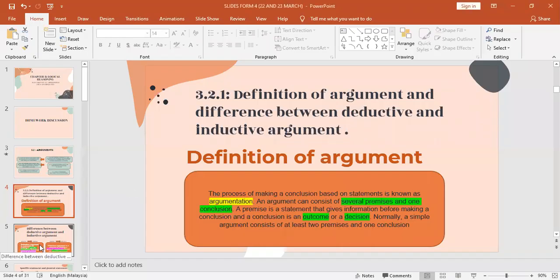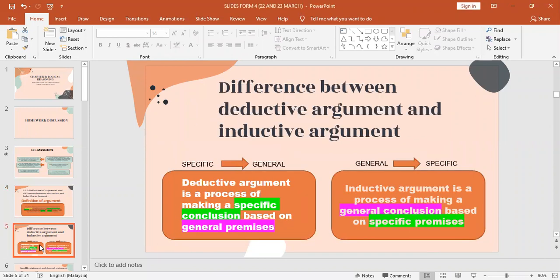Next, ada dua type of arguments which are deductive argument and inductive argument. Okay. Deductive argument is a process of making a specific conclusion based on general premises. So kalau dia ada specific conclusion dengan general premises, dia adalah deductive. Kalau dia ada general conclusion dan juga specific premises, dia adalah inductive.